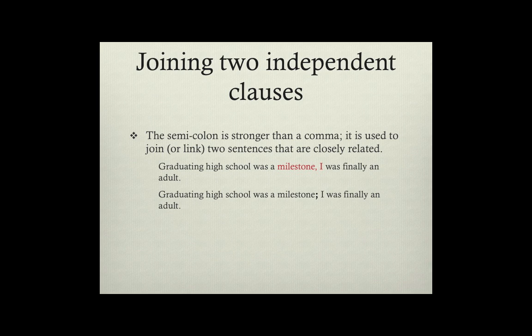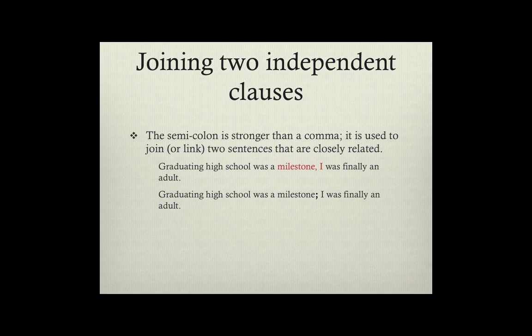Now, if you remember, I just told you or reminded you that the comma is a very weak punctuation mark. And what this writer has tried to do is join two independent clauses together. He's yoking them together with a weak punctuation mark, the comma. You can't do it. So this is an appropriate time to use the semicolon. Remember, the semicolon is used to join two independent clauses. In other words, two sentences.